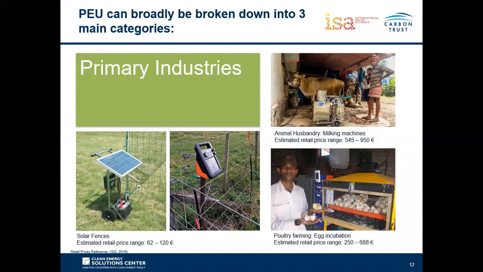However, milking machines and more advanced technologies can go up to almost 1,000 euros, which in lower income and rural poverty-stricken environments is a lot more than households can afford. But these are the activities that use electricity for primary production industries.